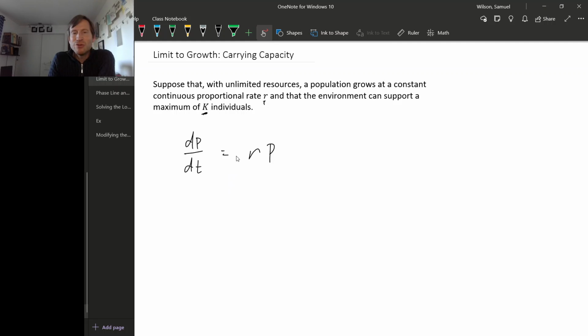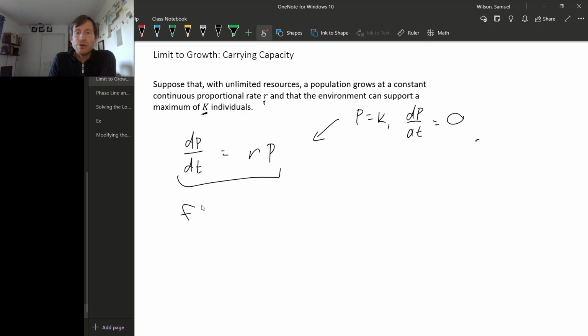So what we need to do is figure out a way to make it so that when the population gets to size k, it stops growing, right? So we need to modify this function so that when p is equal to k, dp/dt is equal to 0. And maybe it's not entirely clear how to do that, but one way we can come up with is to think of this equation, rather than just a differential equation, as defining a function.